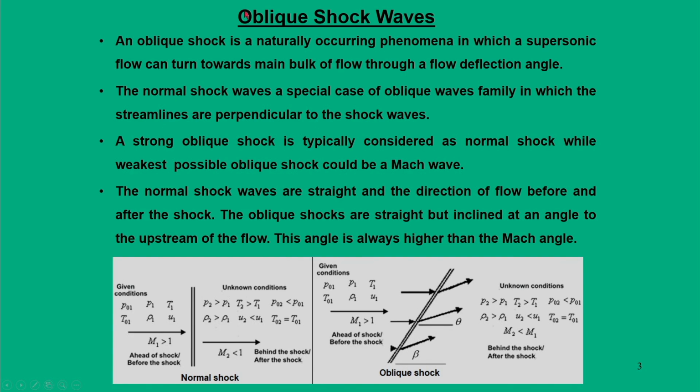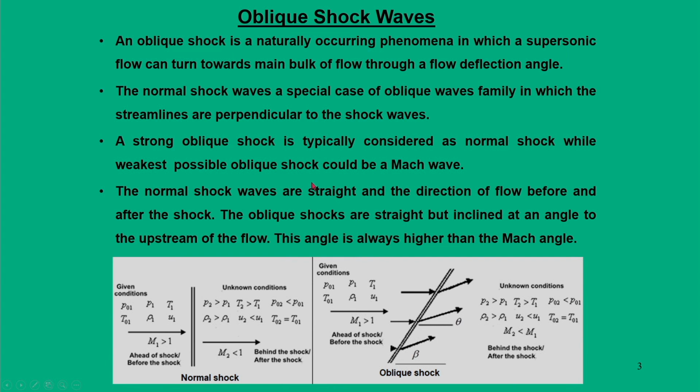As a very basic background on oblique shocks, we can say that if a supersonic flow has to turn, then it has to encounter an oblique shock. Thus, an oblique shock is a naturally occurring phenomenon in which a supersonic flow can turn towards the main bulk of the flow through a flow deflection angle. If you look at this figure, the supersonic flow can turn towards itself through a flow deflection angle theta.